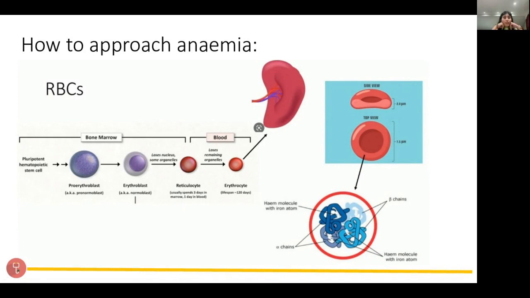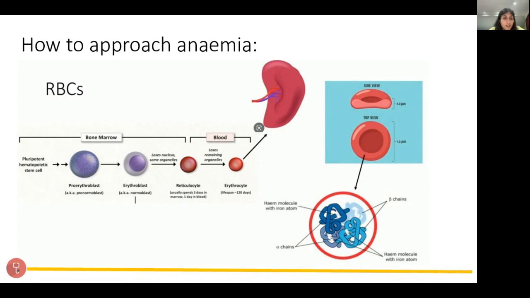So I've just got a slide here on how to approach anemia. I think it's important to understand what's going on with our red blood cells in order to understand what then happens in anemia. I won't spend long on this, but our red blood cells go through several stages, both in the bone marrow and the blood. Initially, they are pluripotent hematopoietic stem cells, which means they can basically become anything they want. They can become platelets, red blood cells, white blood cells, etc.